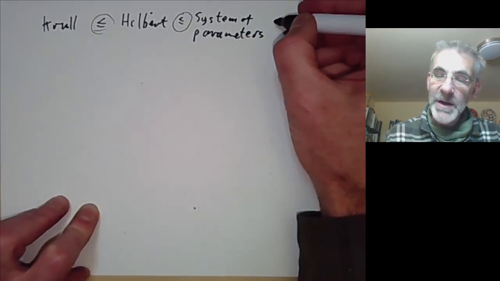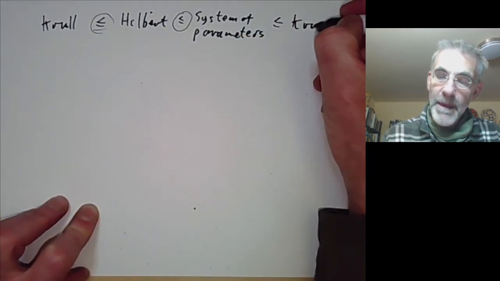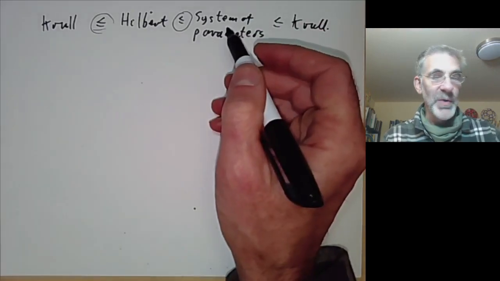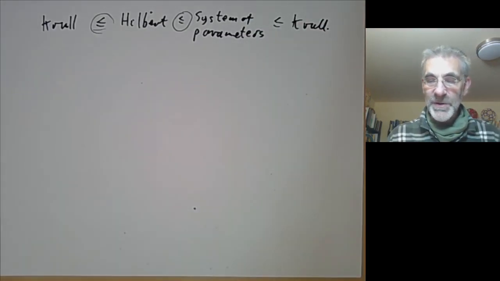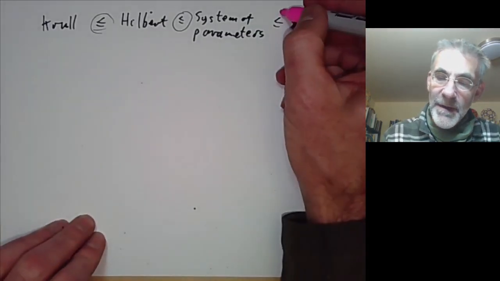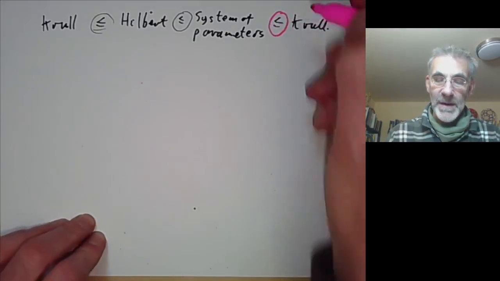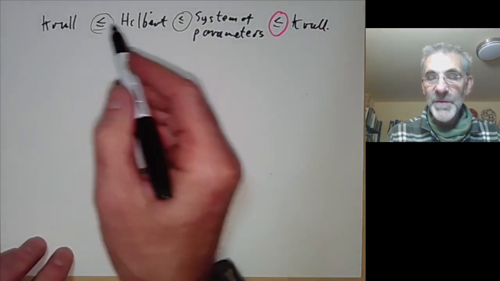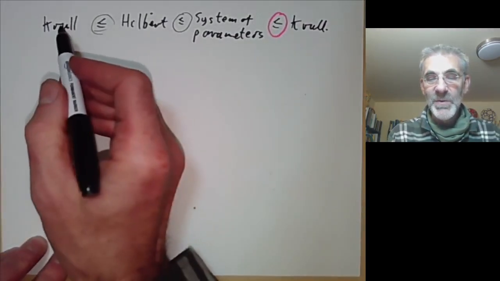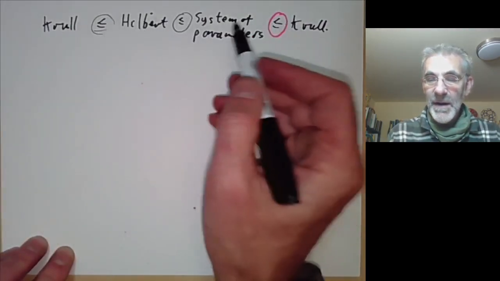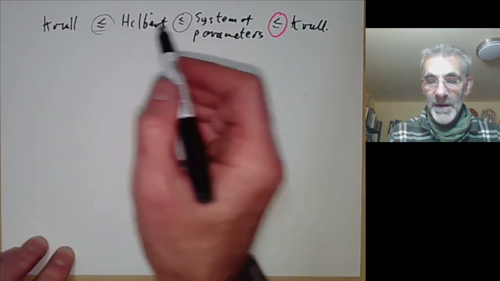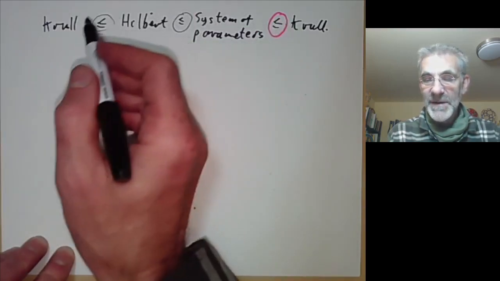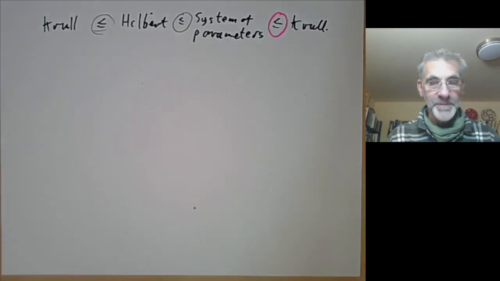In this lecture, we're going to prove that the definition using a system of parameters is at most equal to the Krull dimension. So this is the inequality we're going to do now. And of course, once we've proved these three inequalities, this will prove that these three different definitions are all in fact equivalent to each other.